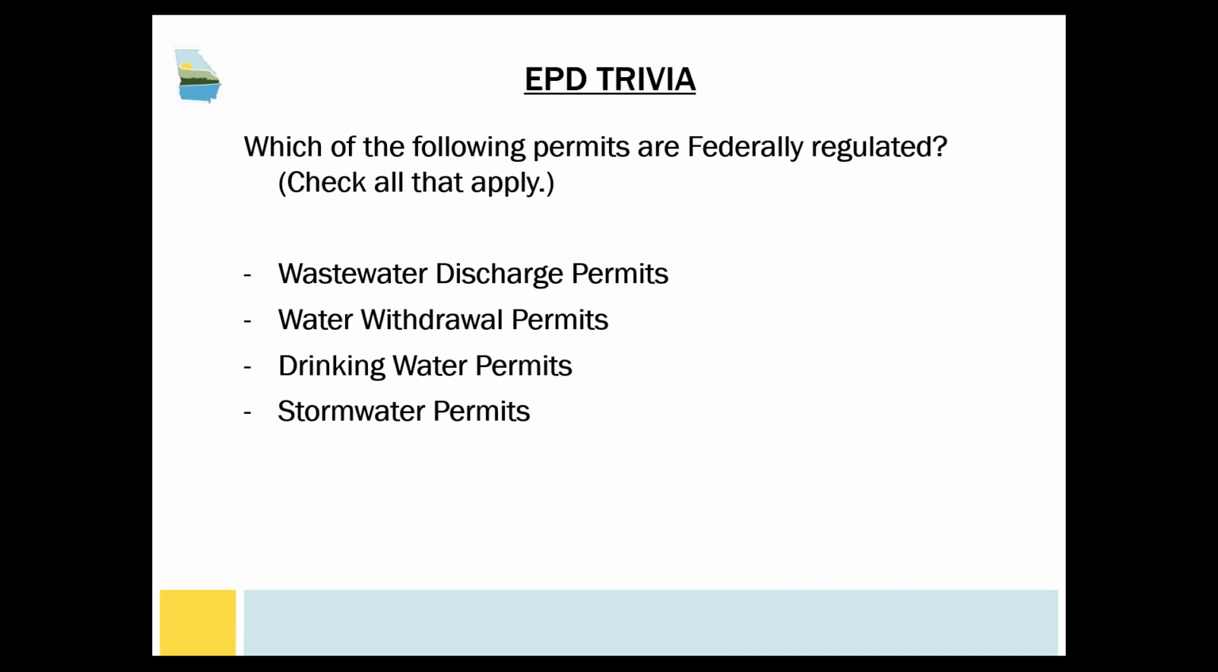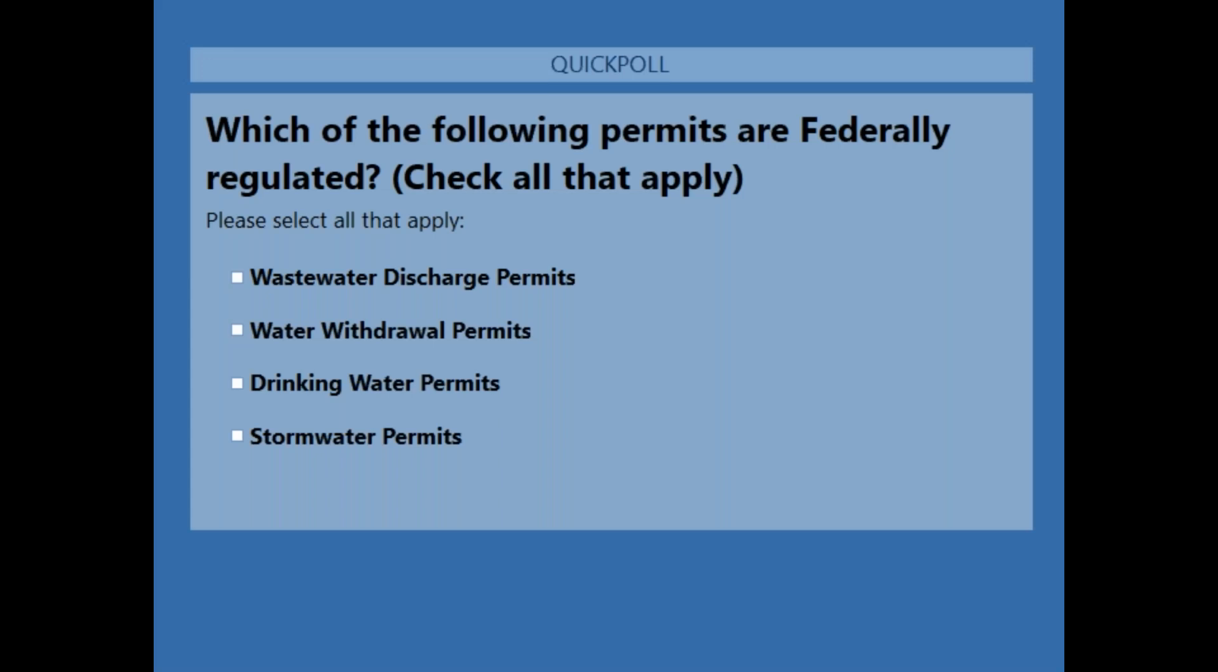We have a trivia question. Yes, so the poll question is up on everyone's screen. This question is, which of the following permits are federally regulated? You can check all that apply, so go ahead and click the box next to each answer that you think is related. The options are wastewater discharge permits, water withdrawal permits, drinking water permits, or stormwater permits. So again, check all that apply.